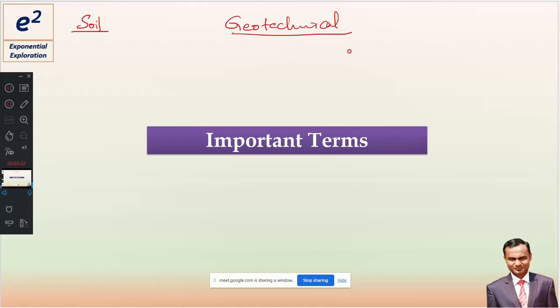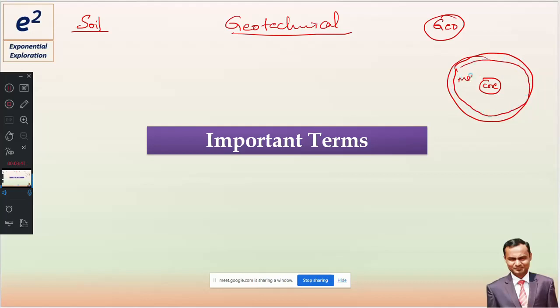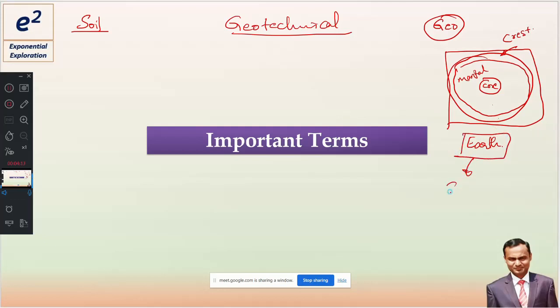Okay, see here, geo means earth. You already know that geo means earth. We have an earth like this, and inside we have a core, and after that we have a mantle. This is called the mantle, and this one is the crust. The entire sphere is called the earth. Right? This is the earth. Now, if you want to study all the things of this earth, that is the core, mantle, and crust, if you want to study everything about the earth, then that is called geology.